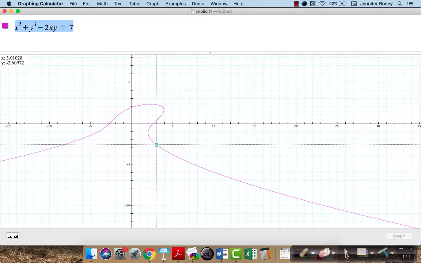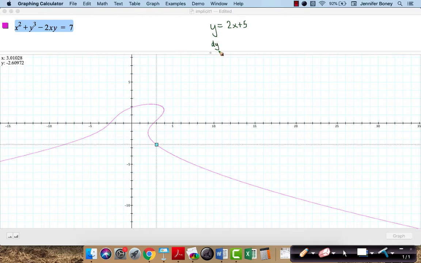Think about things that certainly are functions. Like if I have, let's see, y equals 2x plus 5. All right, so that's the simplest sort of derivative you can take. I could say that dy dx is 2.